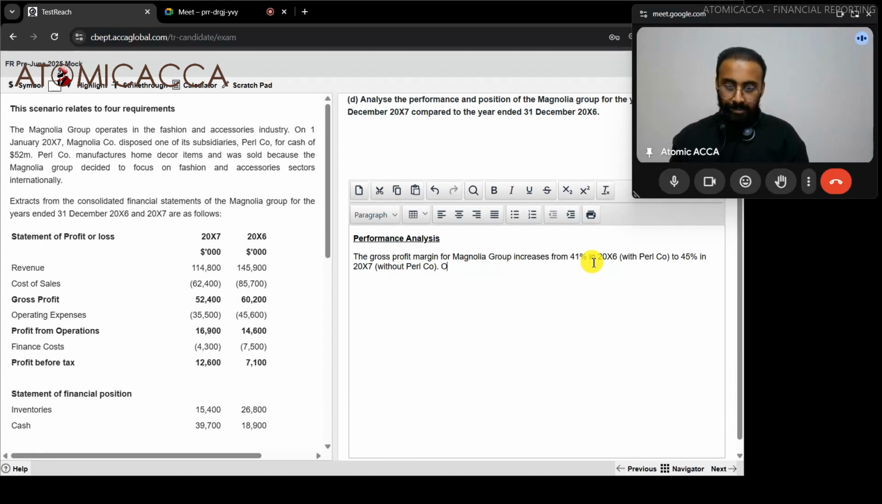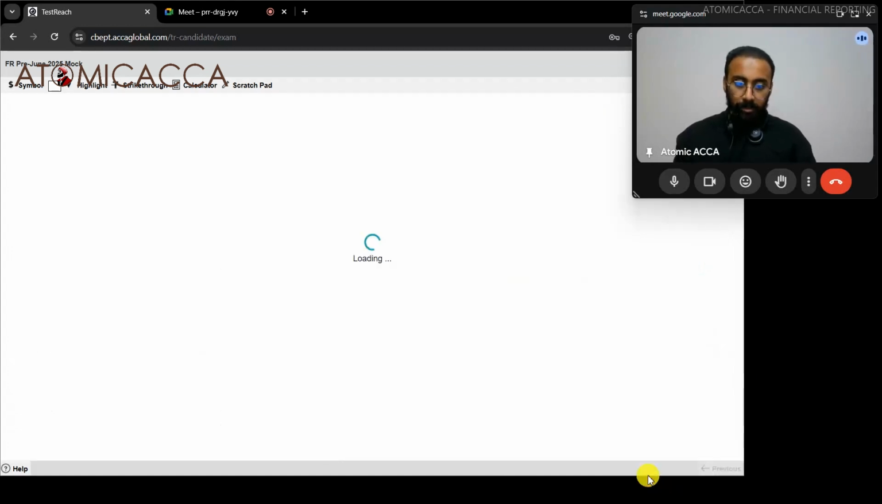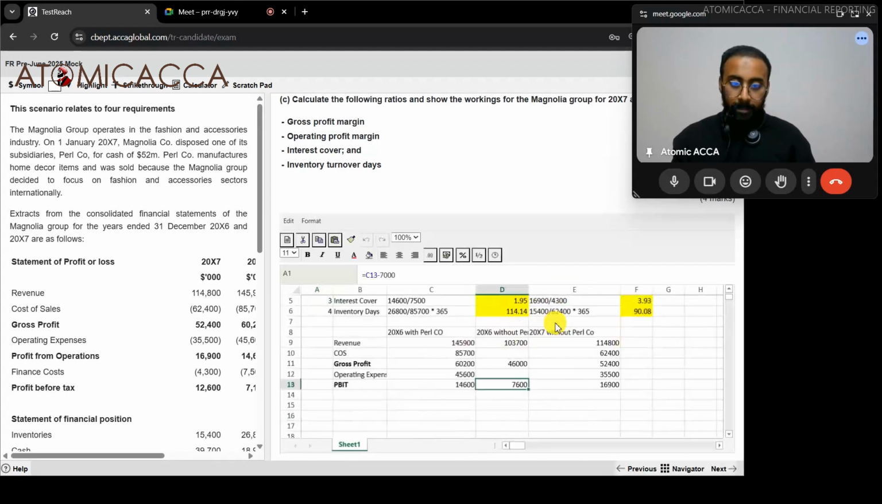On further analysis, if Pearl Company information is removed from 20x6 group details, what would the gross profit margin be? 20x6 without Pearl Company is this much.